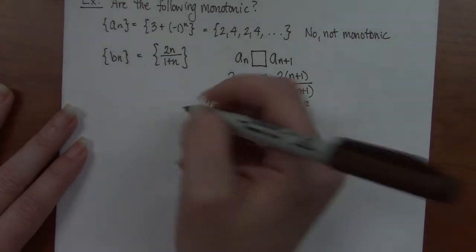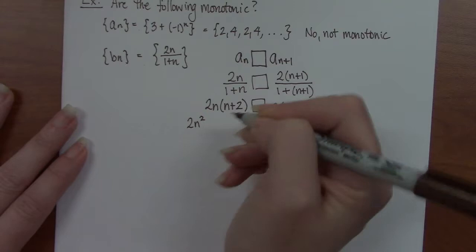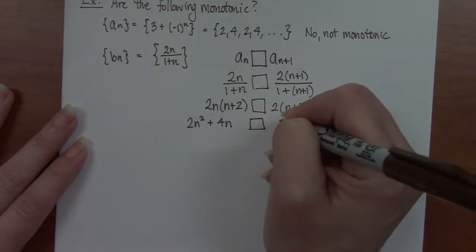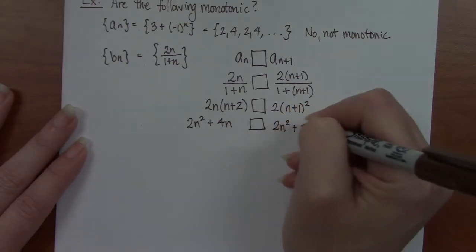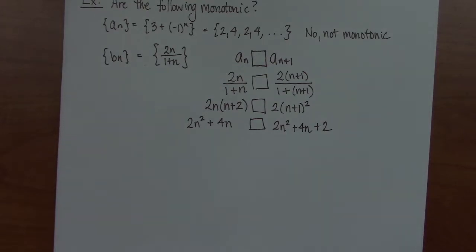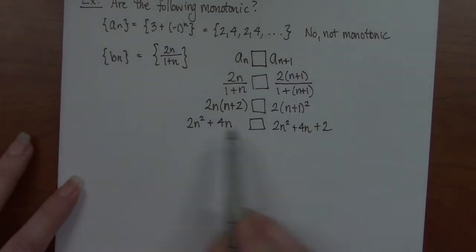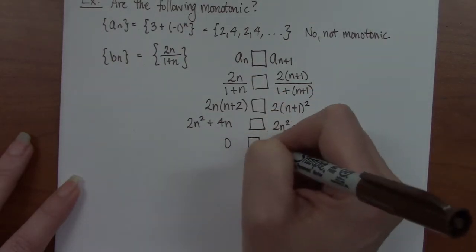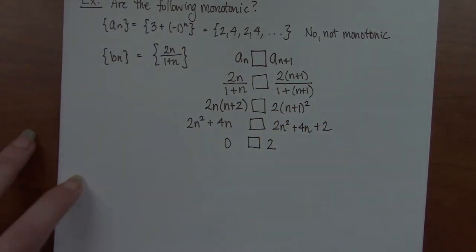Then I want to expand out each side. So I'm going to get 2n squared plus 4n on the left, and on the right, I'm going to have 2n squared plus 4n plus 2. Now I can already tell that the right side's bigger than the left side, but just to beat it home, I'm allowed to subtract 2n squared from both sides. I can subtract a 4n from both sides, and now I'm left with this.